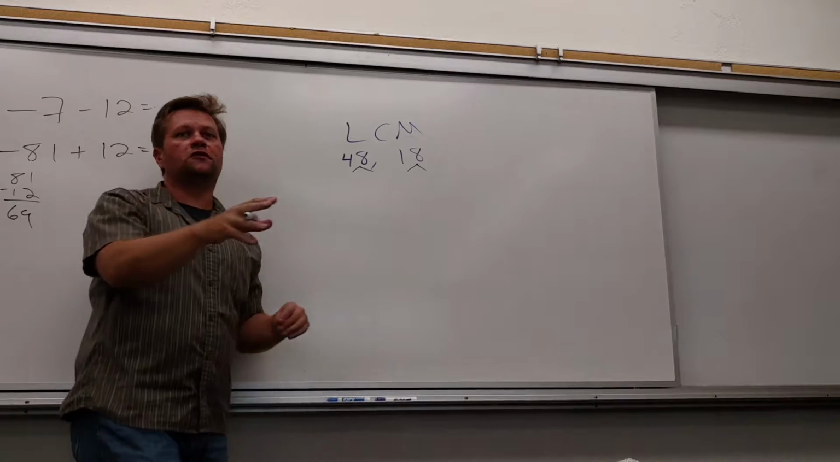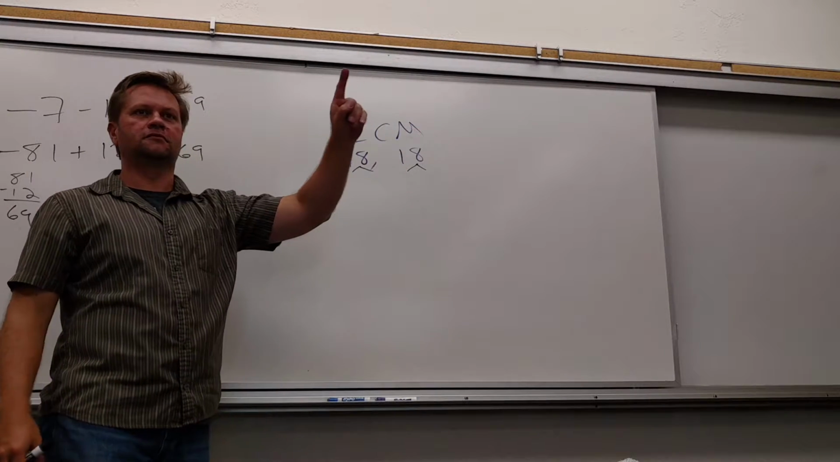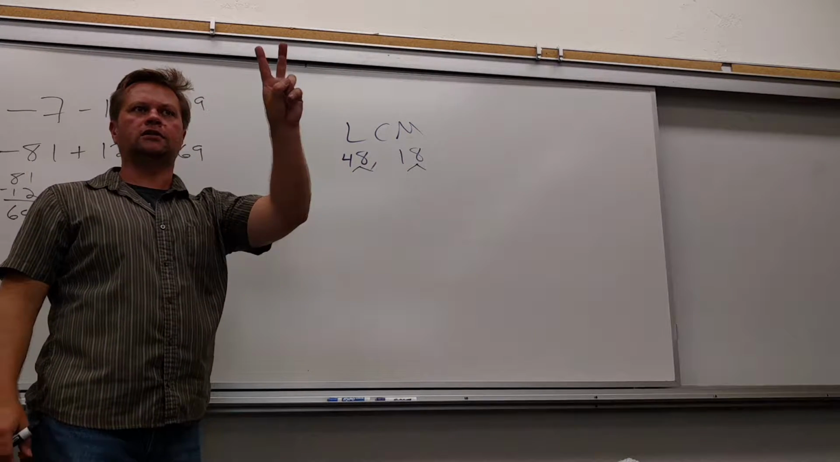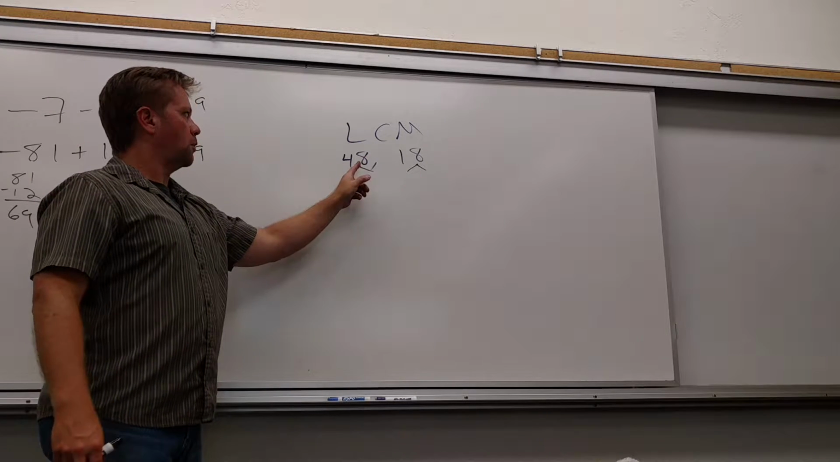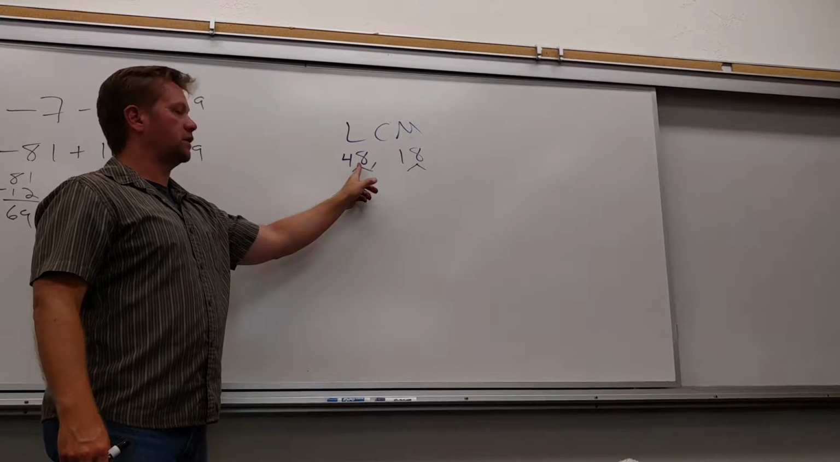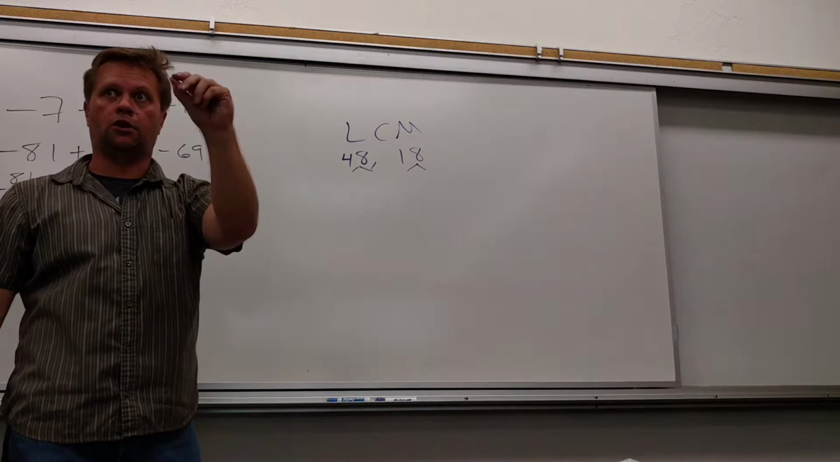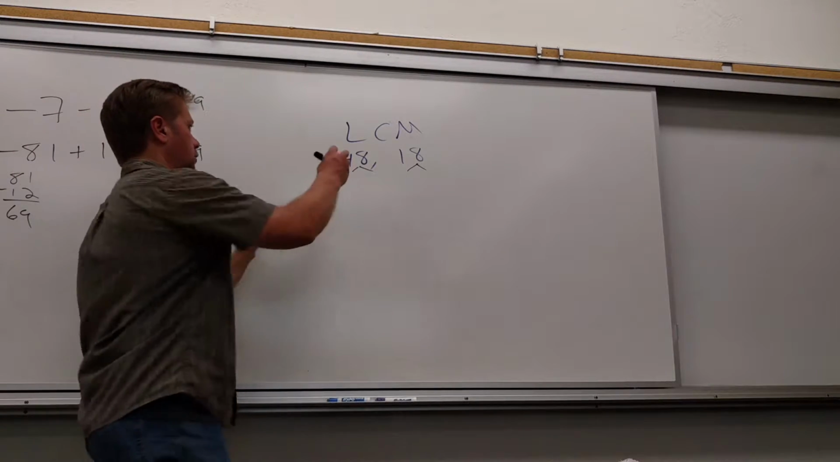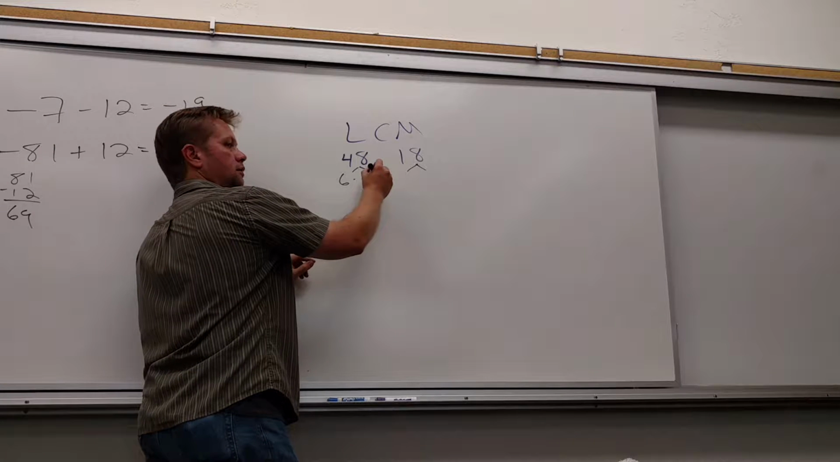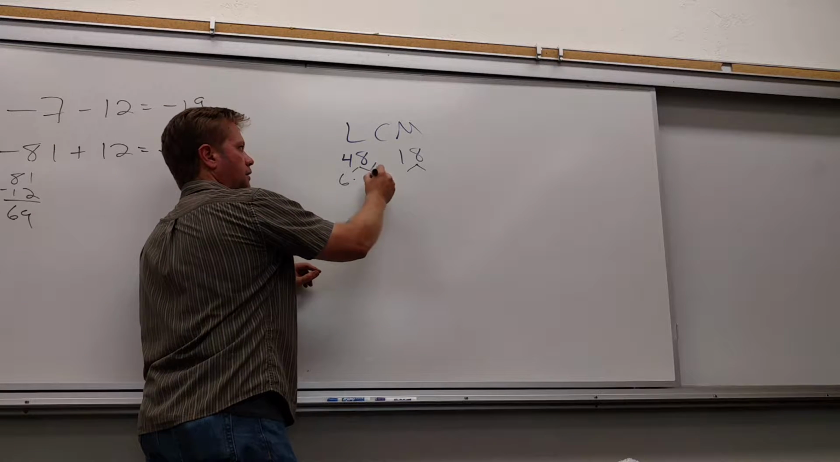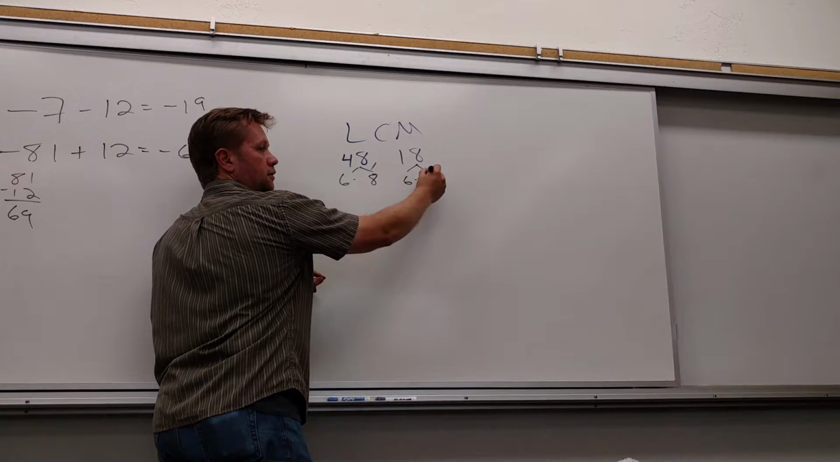All right, let's use our divisibility rules. They're both even, so 2 goes in. 8 doesn't go in 18. They both add to be multiples of 3. 4 plus 8 is 12. 1 plus 8 is 9. So what else goes in? 3 goes in. So since 2 and 3 go in, 6 goes in. So what's 6 times 8? 8. 6 times 3.